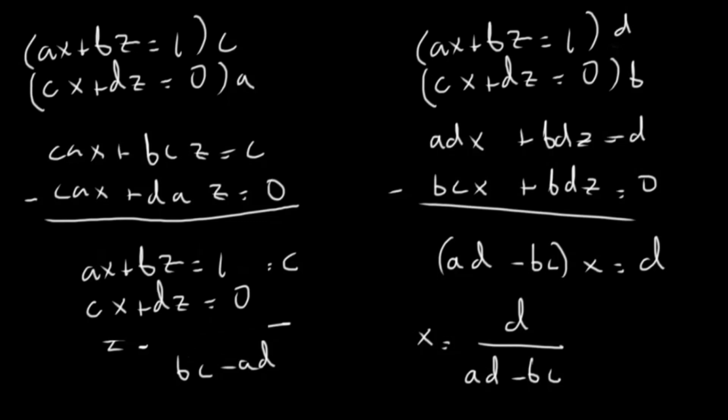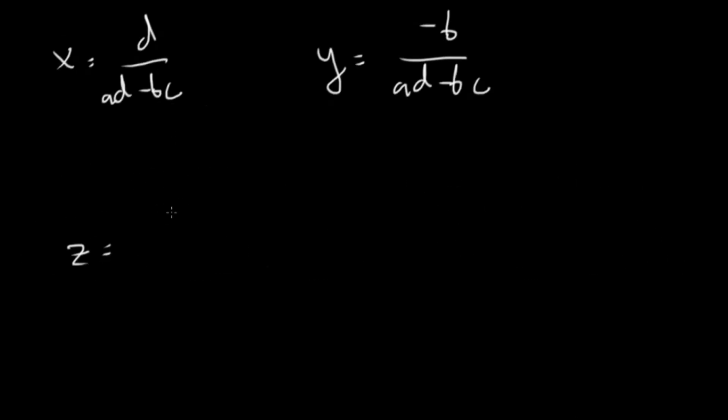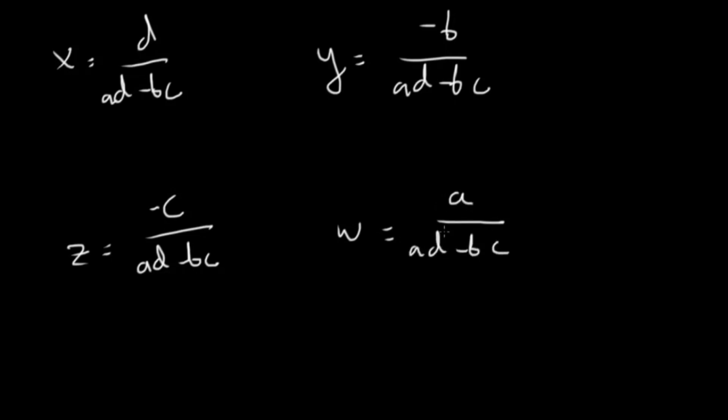Well, Z is, let me just go ahead and write it. Z, you guys should have it on your page. Z is negative C over AD minus BC. And then W is A over AD minus BC. So our inverse matrix.